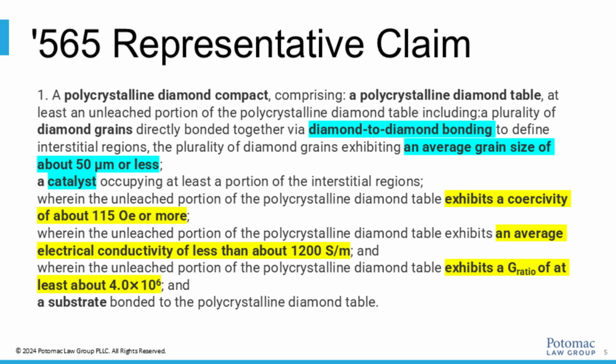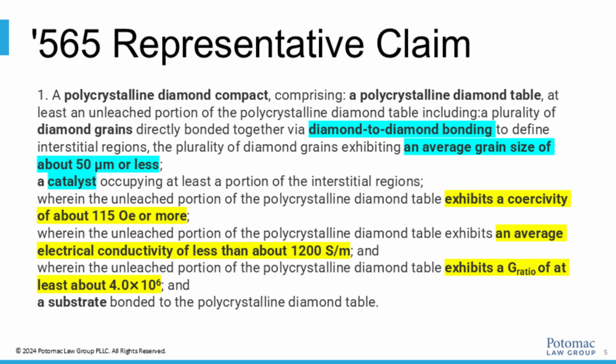So we see in the claim, we've got diamond grains of a certain size, 50 micrometers or less. We've got a catalyst which also has to occupy at least a portion of an interstitial region. And we've got diamond-to-diamond bonding. So we have certain structural characteristics, and corresponding to that, we also have some functional characteristics. So we know that the polycrystalline diamond table has a coercivity of about 150 or more. The unleached portion has an electrical conductivity less than about 1,200 Siemens per meter, and the polycrystalline diamond table exhibits a G ratio of about 4 × 10⁶.